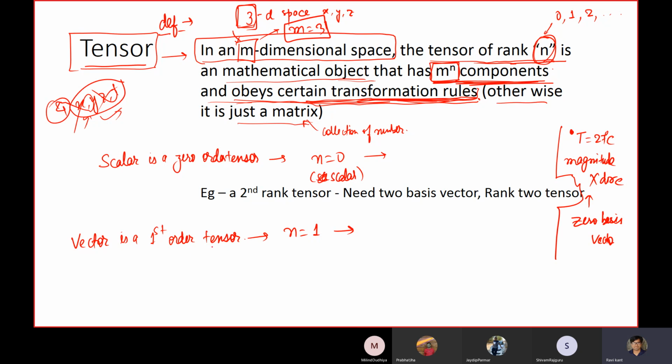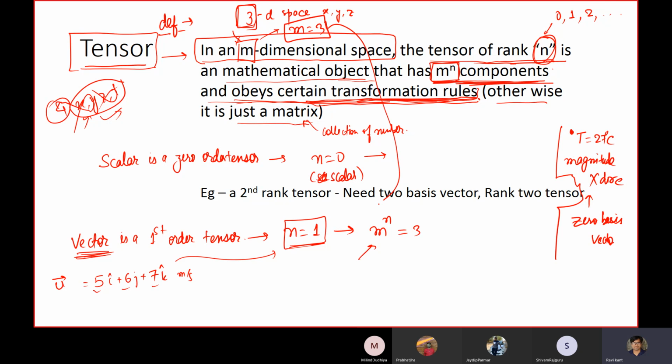Now we also know that for a vector, if you are in three dimensions, you have three components, right? Let's suppose I have some vector, 5i plus 6j plus 7k, and this is my velocity vector in meters per second. You can see that it has three components. How does it come here? It is called a rank 1 tensor if it has m to the power n components. Here m is equal to 3, to the power n is equal to 1.